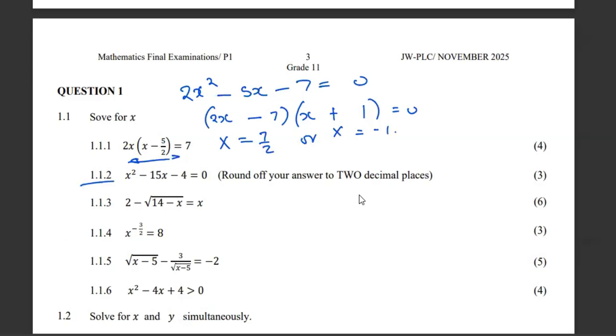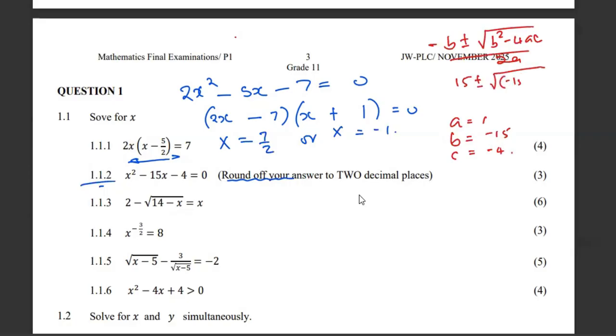All right, then 1.1.2. We have x squared minus 15x minus 4 is equal to 0, round off to 2 decimal places. So automatically, we need to use the quadratic formula. Our a is going to be 1, our b is going to be negative 15, and our c is going to be negative 4. So negative b plus minus square root of b squared minus 4ac divided by twice a. So 15 plus minus square root of negative 15 squared minus 4, the a is 1, the c is negative 4, divided by 2 times 1.